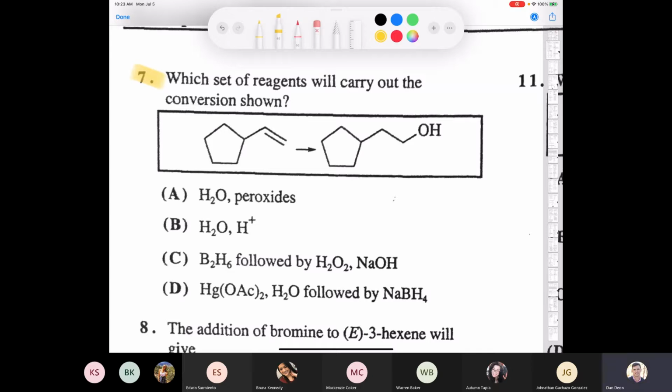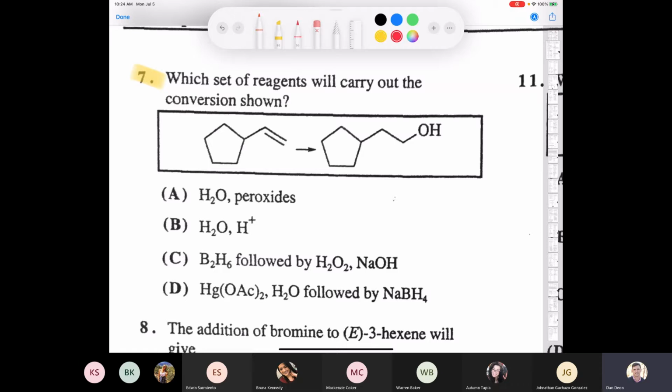Yep, absolutely. Sorry, let me scroll down here. Does anybody else have an answer for this one? Or is everybody just agreeing?